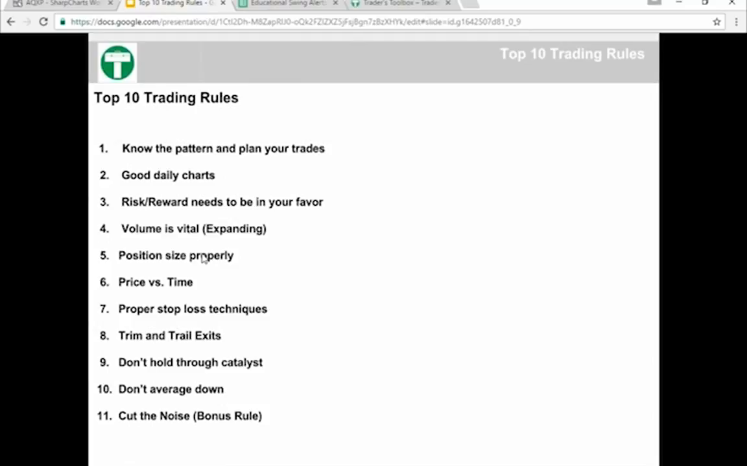Number 5, position size properly, okay? Each one of us is unique as far as our trading personalities go. I like to say everyone has a different trading personality. And that's true. No two traders are alike.